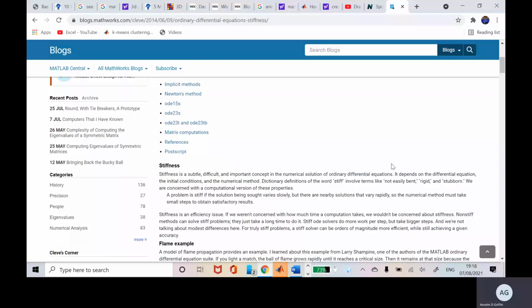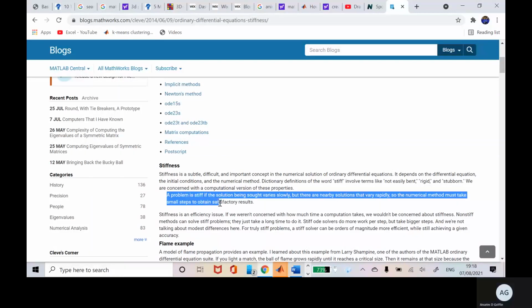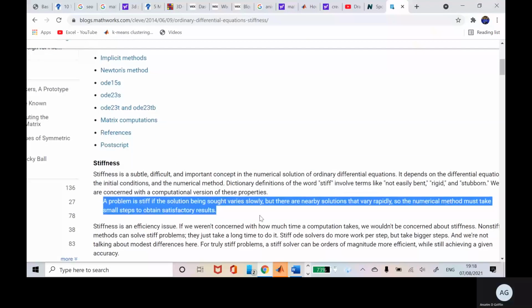And if I just highlight this bit here, I assume you know what it is. If I just highlight that there. So there are equations, but they vary slowly, and there's others that vary rapidly. So the numerical method, the ordinary differential equation solver, must take small steps to obtain satisfactory results.